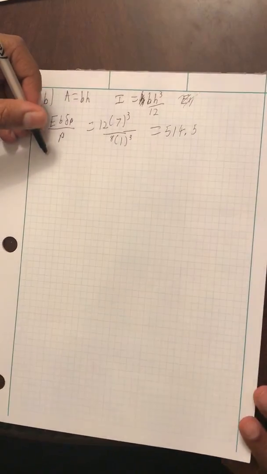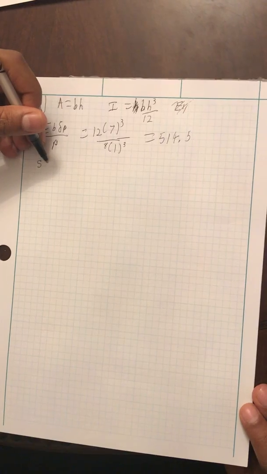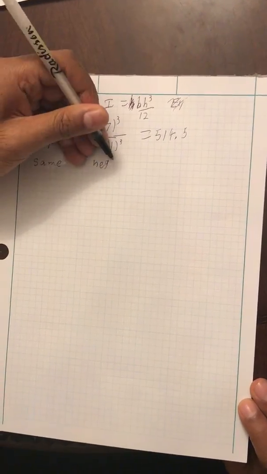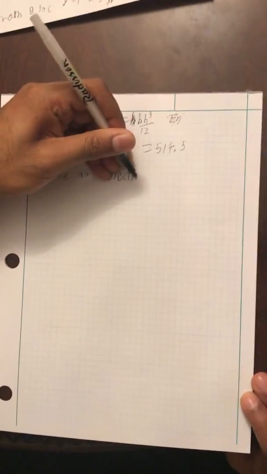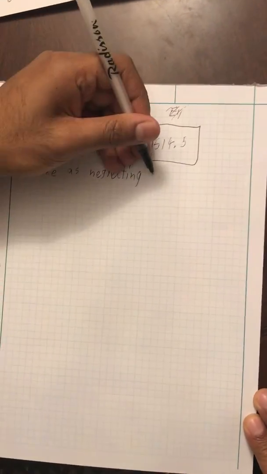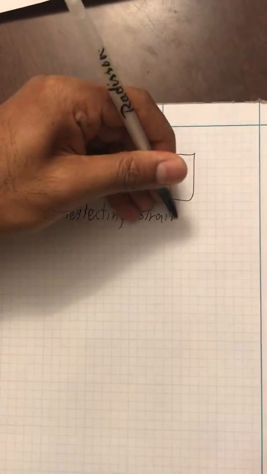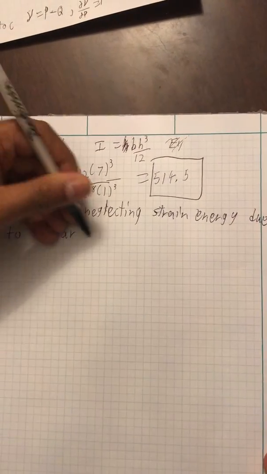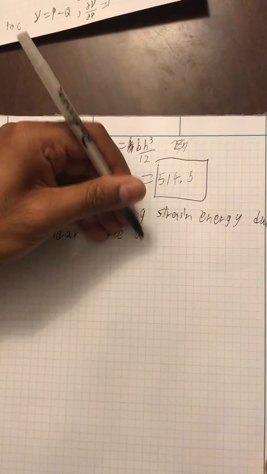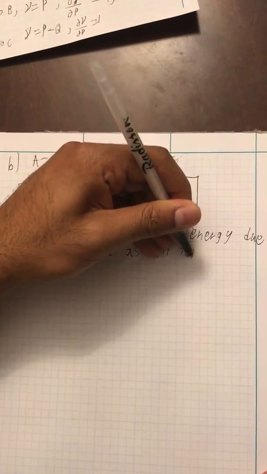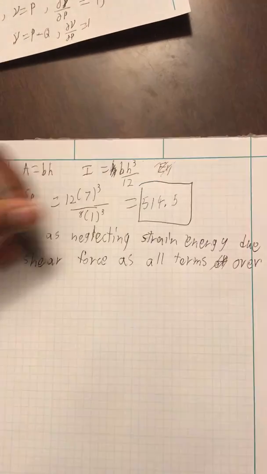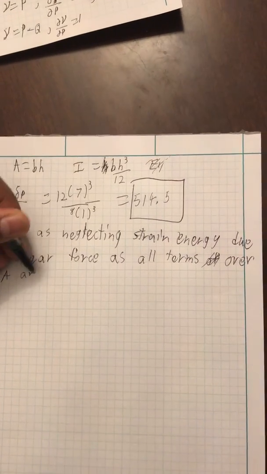And this is essentially all you do. For part B, this is the same as neglecting strain energy due to shear force, as all terms over GA are gone.